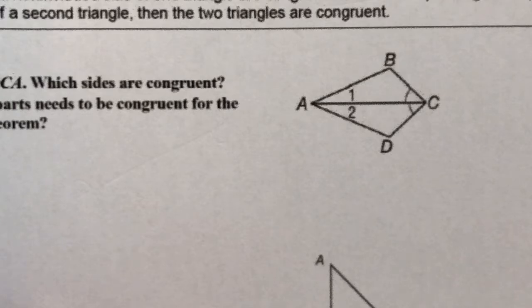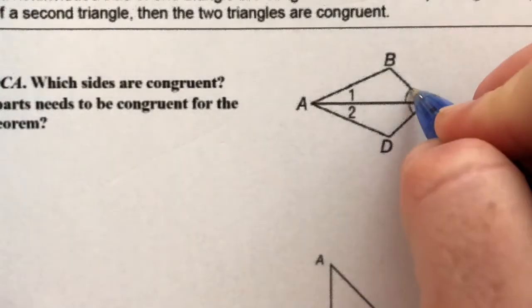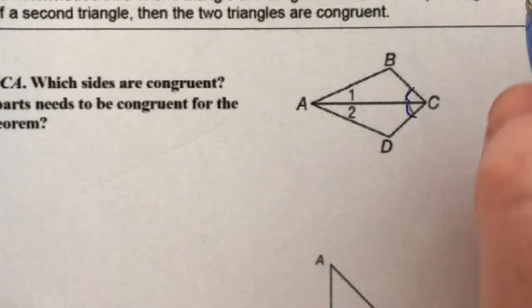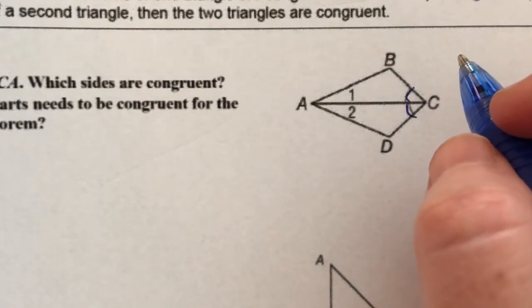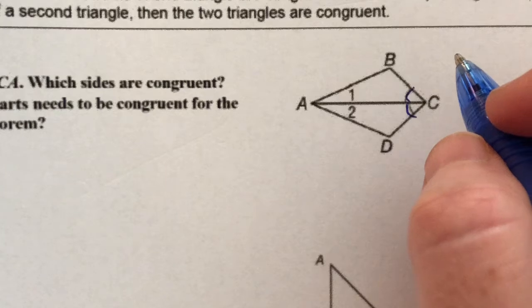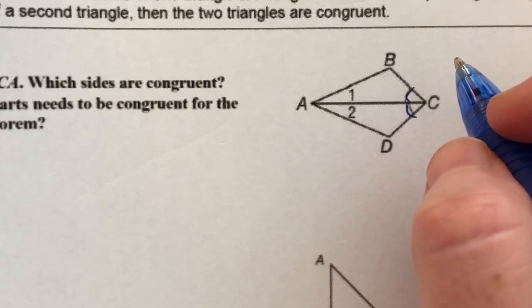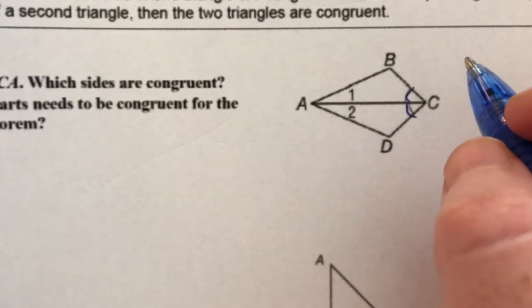All right, so it says, example, in the diagram, angle BCA is congruent to angle DCA, and it's already marked here. Which sides are congruent and what additional pair of corresponding parts needs to be congruent for the triangles to be congruent by the AAS theorem?